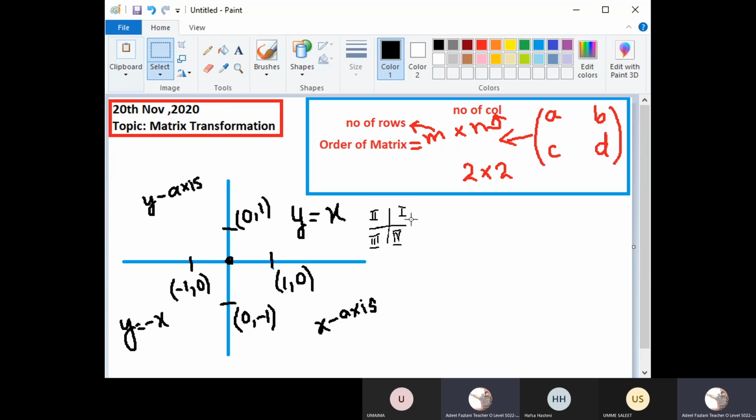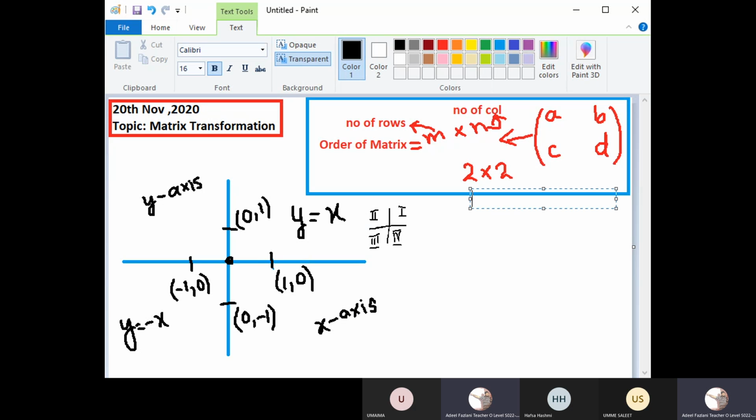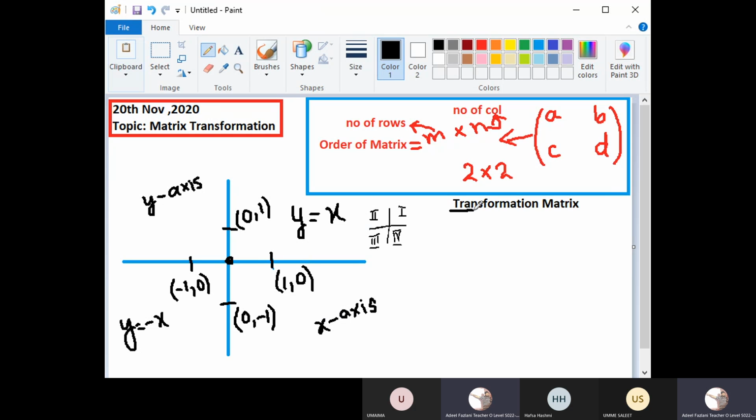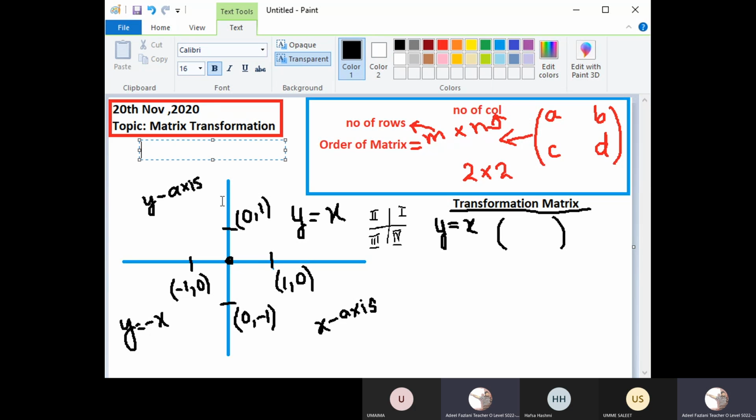Now this time you are starting with the transformation matrix. Let me write transformation matrix for y equals x. Now you tell me, what would be the transformation matrix for y equals x? You have to understand this time, always remember one thing. When it comes to reflection, this is what we are doing: reflection, transformation matrix and reflection.